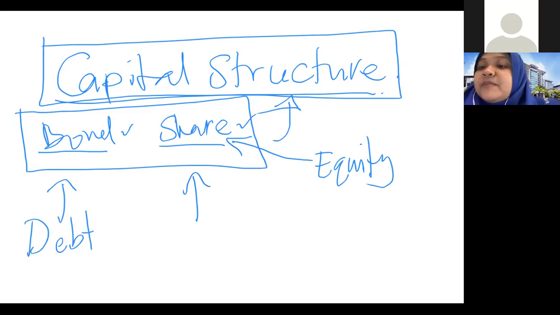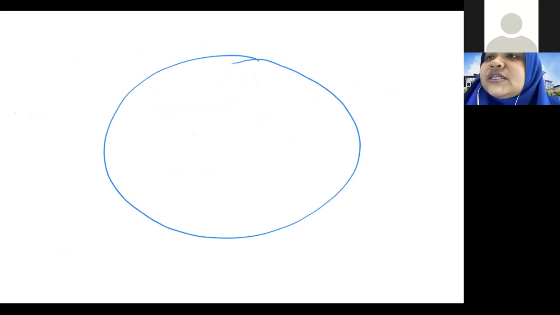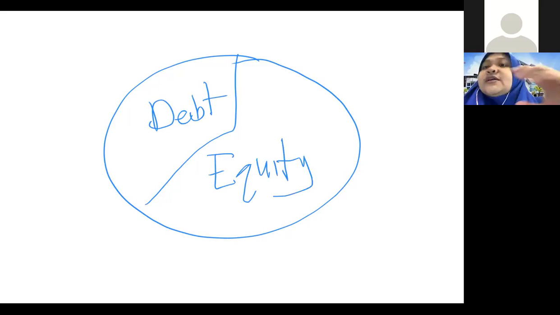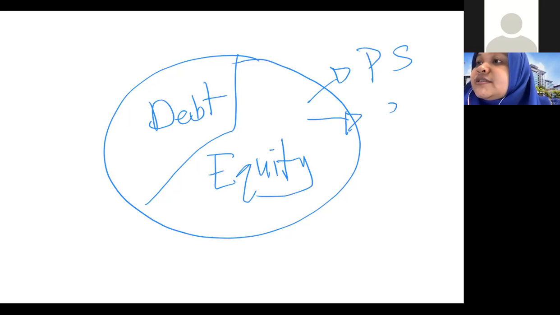All right, so capital structure. In conclusion, capital structure is a combination of debt and equity. Equity comes from the owner. It's the owner's money, and debt is a loan. A loan can come from banks. It also can come from the bond. Equity has two types: it's either preferred shares or common shares.